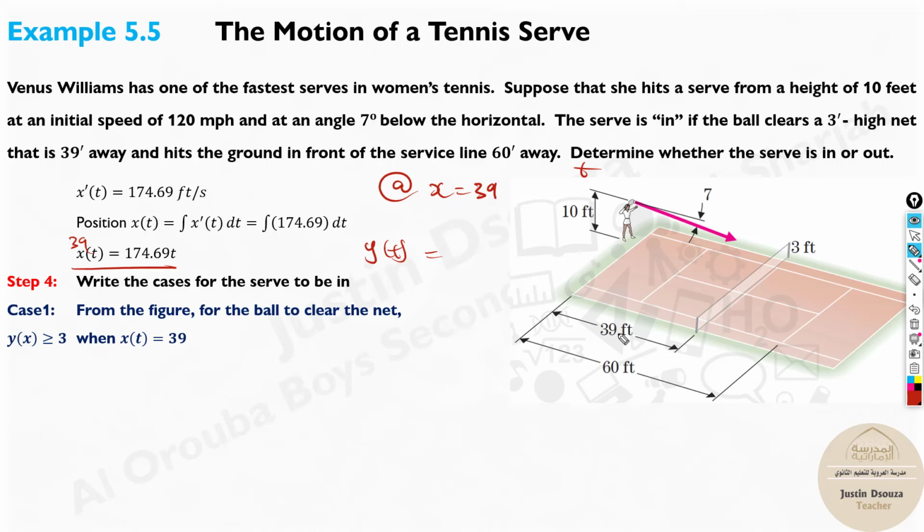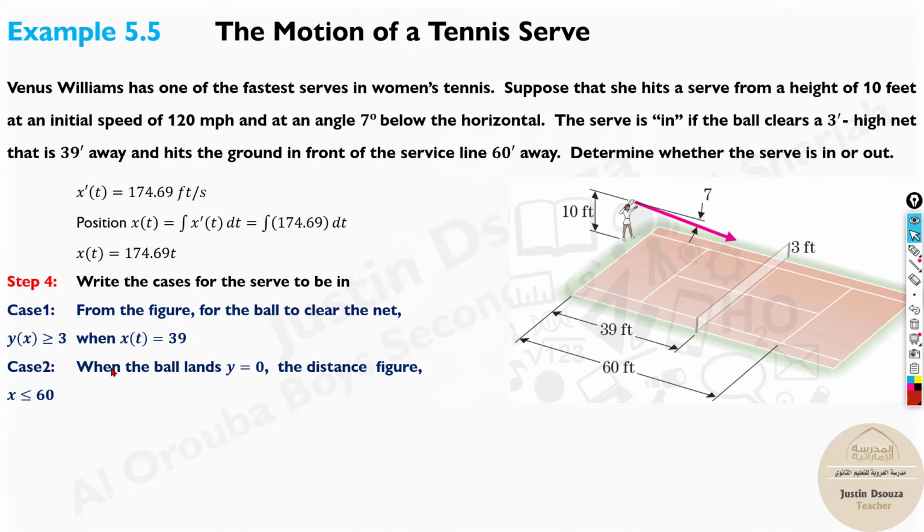Next thing you need to know is, what happens when it touches the ground? What is the height? y of t will be 0. So we need to solve this equation y of t equals 0 and you'll find the time. Then substitute the time in the horizontal distance and you can find whether it's outside or inside the boundary line. So these are the two conditions.